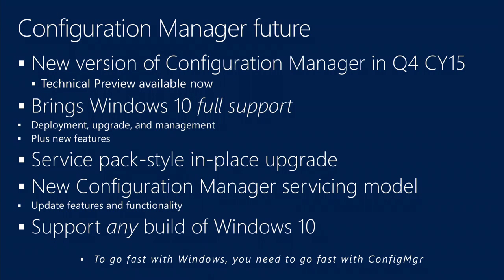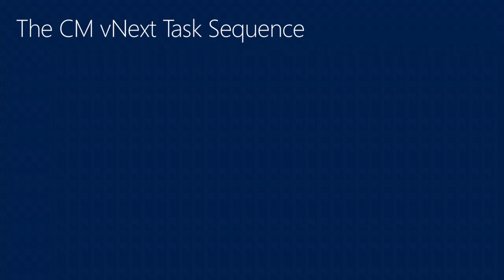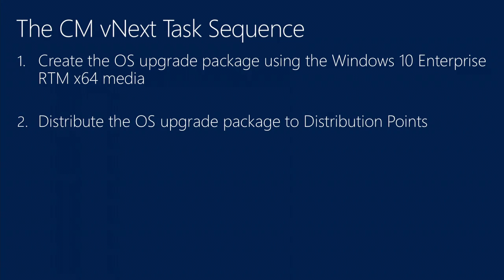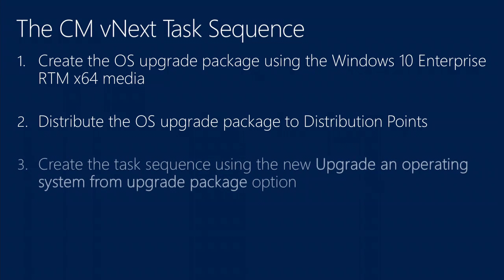All right. But the point is, if you want to go fast with Windows, you need to be fast with your Config Manager. Meaning, go to the next version, try it out. So let's take a look at that task sequence. So looking at the task sequence steps, there should be less now. There's no zip file to download and import. Instead, all you need to do is create an OS upgrade package. That's a new node that will be created. And then distribute the OS upgrade package to the DPs, then create the task sequence and upgrade it. That's it.